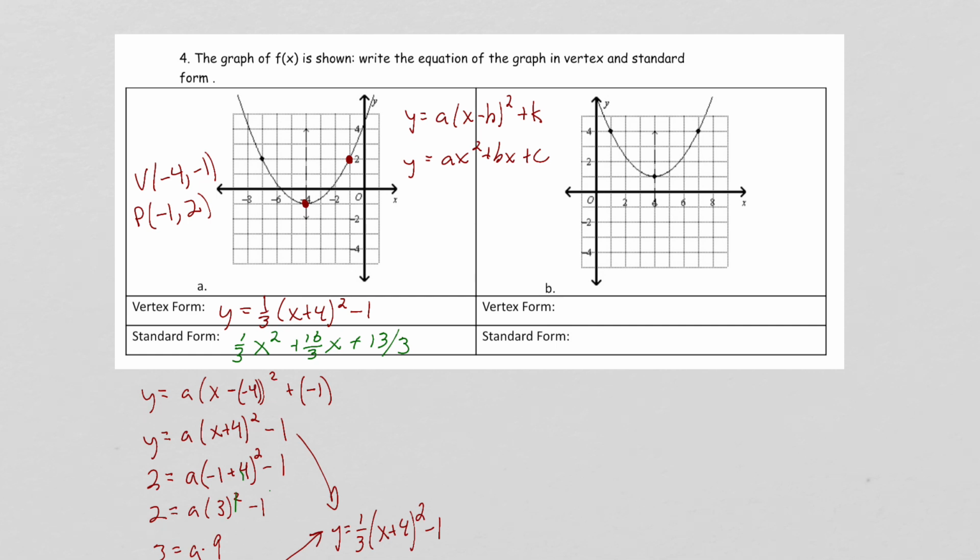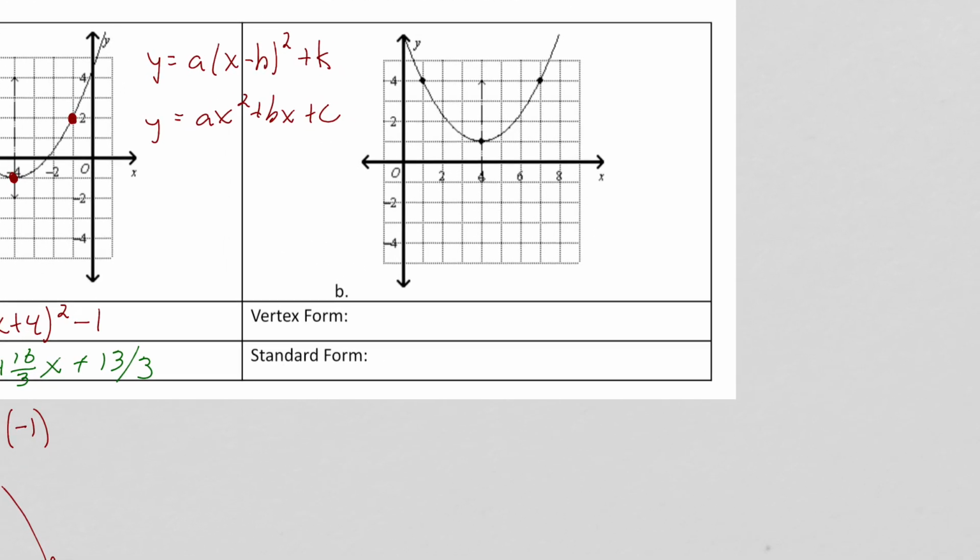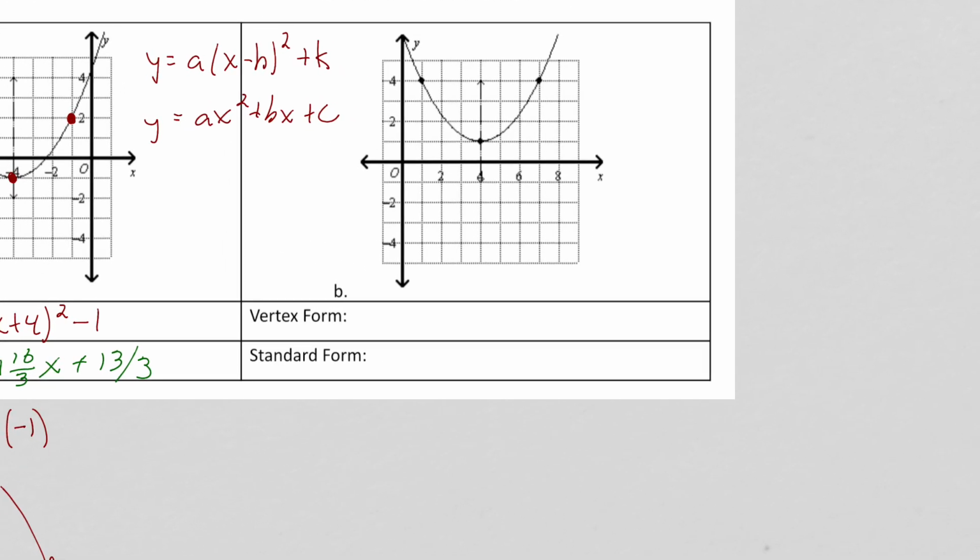Well, I'm not going to make a video explaining this whole next one, but I will show you what the answers are so you can check your work in case you don't have access to the regular answer key. You should, for this one, get y equals 1/3 times (x minus 4) squared plus 1 for the vertex form. And then the standard form is y equals 1/3 x squared minus 8 over 3 times x plus 19 over 3.